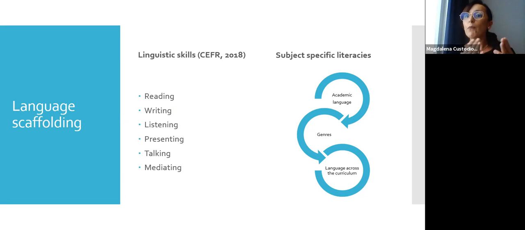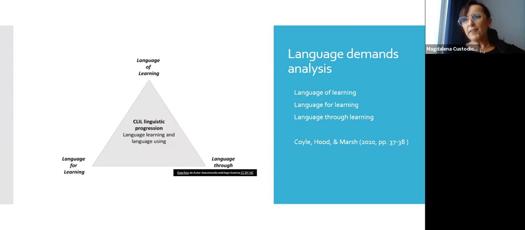Depending on the type of CLIL we do, we can do CLIL in content areas, or we can do CLIL teaching content in language classes. No matter what we do, there is always a need to look for the language of the content, this academic language, right? So this is a very complex learning context that involves many different types of languages. And as Coyle and Hood and Marsh recommend, it is necessary that we do a language demands analysis. And this triptych is very useful.